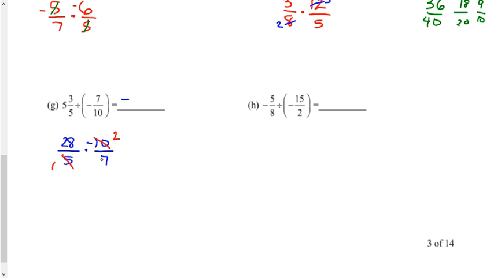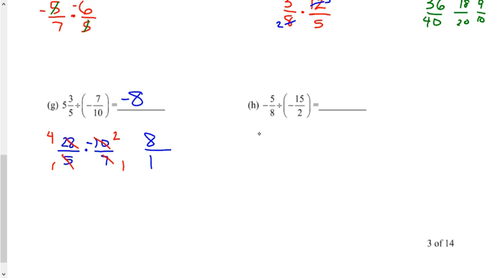Anyways, so we've got 7 and 28. Those will reduce. So this becomes a 4 and a 1. Notice we still have this negative sign here, so it's 4 times 2 is 8. That gets me 8/1. But remember, we don't usually write things like that. We just leave it as 8.